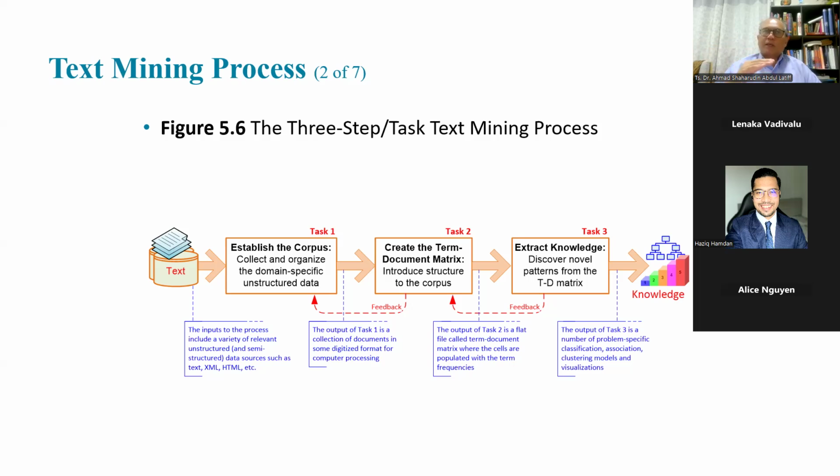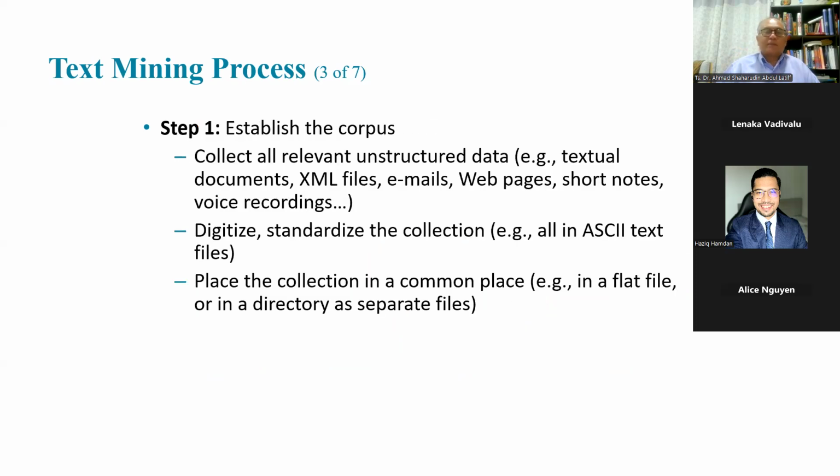If we work at the syntax level, we have too many synonyms and polysemes in different disciplines. So when you go domain-specific, we reduce the chances of similar words having different meanings, the different semantics. So we look into the domain-specific unstructured data, and then we will create the term document. We introduce structure to the corpus, and then we structure it into the term document matrix.